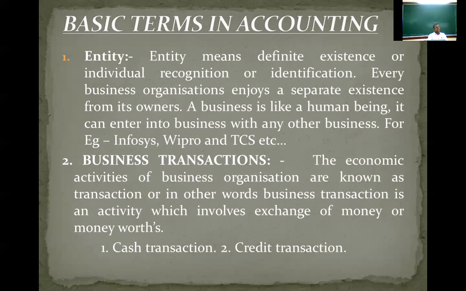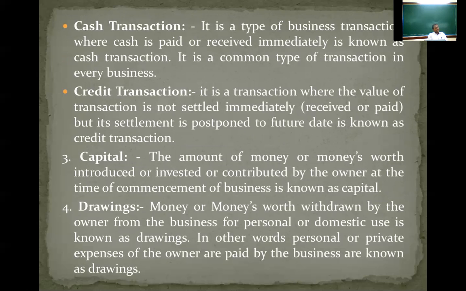Actually, there are two types of business transactions. One is cash transaction and another one is credit transaction. What is the meaning of cash transaction? If the value of the transaction is settled immediately on the spot, that kind of transaction is called a cash transaction. For example, we purchased raw materials and immediately made payment to the supplier. That is called a cash transaction. It is a type of business transaction where cash is paid or received immediately. In very simple words, if the value of the transaction is settled, whether received or paid, immediately, that kind of transaction is called a cash transaction.